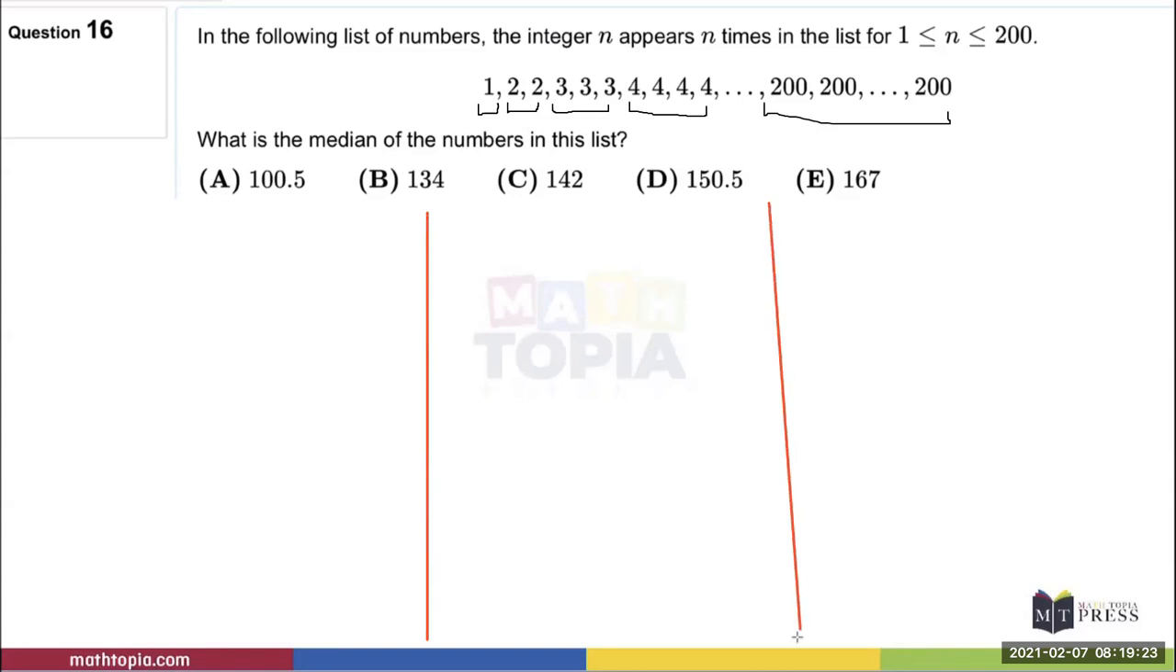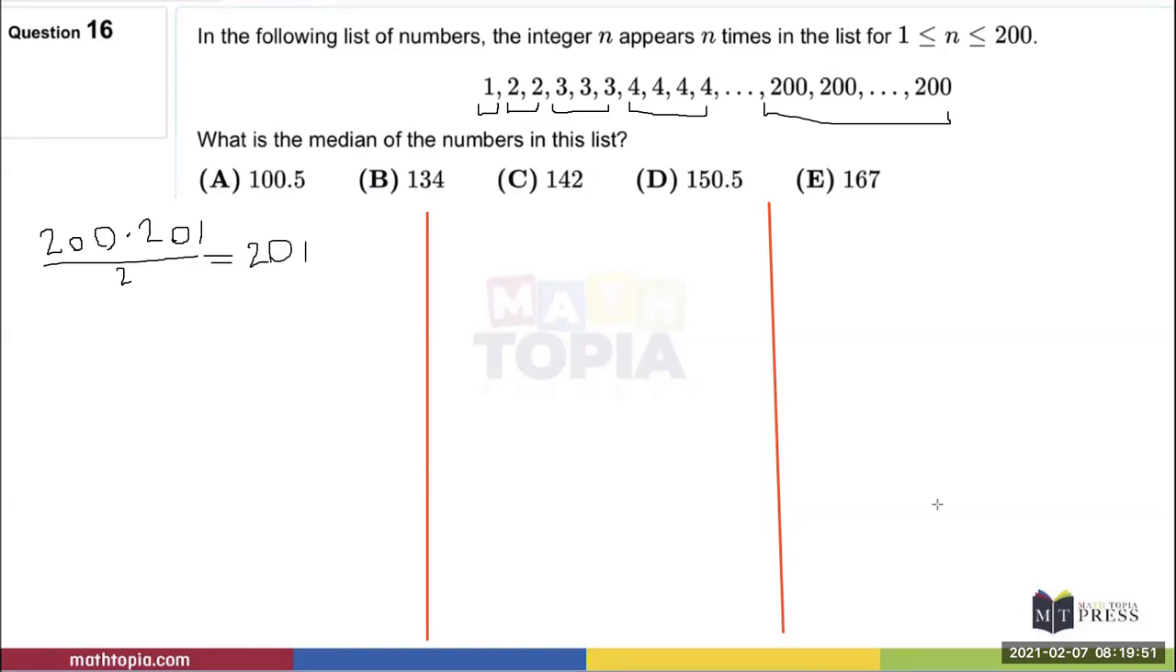So basically, since it's asking for the median of the numbers in this list, obviously what I'm going to try to do is find the length of the list first, right? So we have 200 times 200 plus 1, which is 201, over 2, and this is equal to 20,100, right? So that's the number of terms in the sequence. So what we're looking for is the 10,050th number, right?